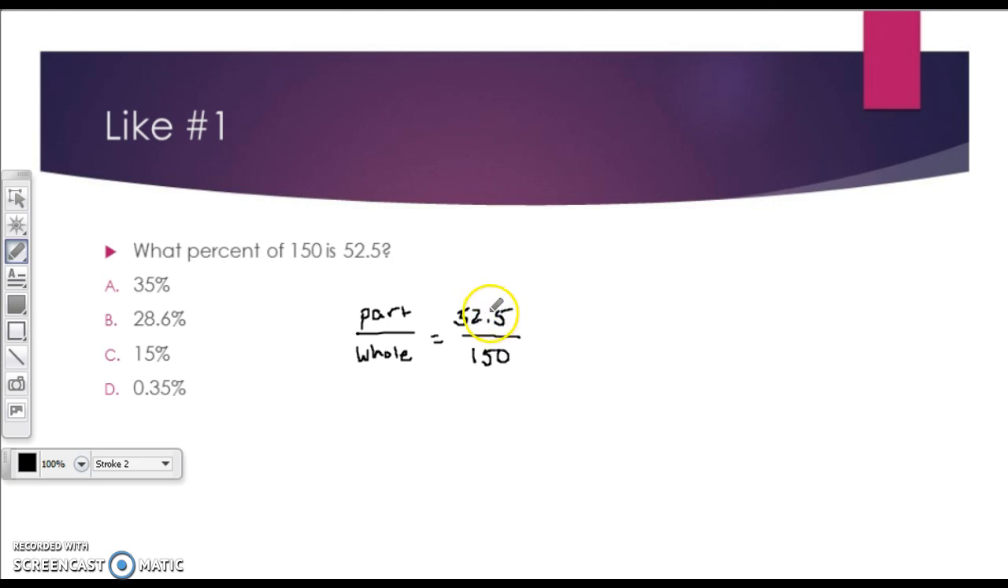So I'm going to divide part by whole. I'm going to put that in my calculator: 52.5 divided by 150, and I get 0.35. Now, what that has done is given me a decimal value. I still don't have a percent. To change that into a percent, I'm going to multiply by 100, and that will give me 35%.